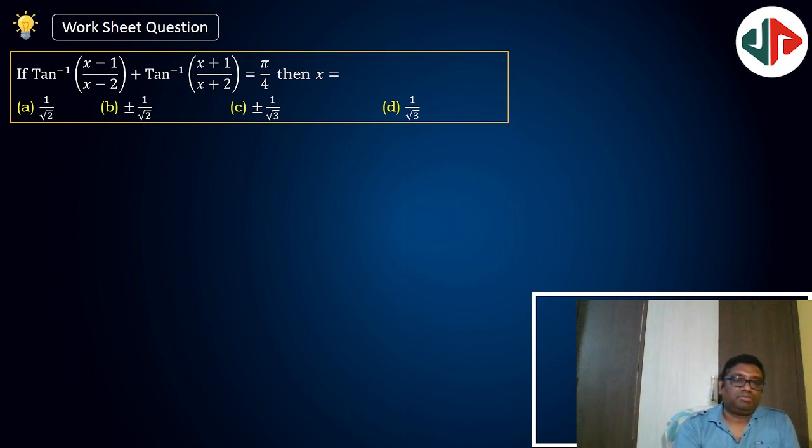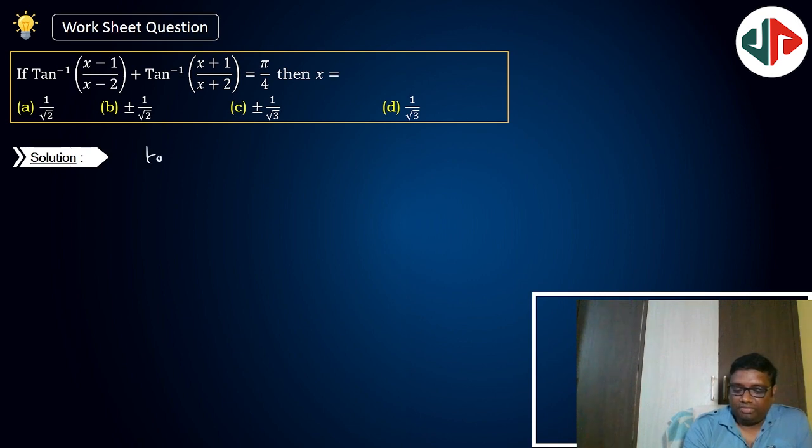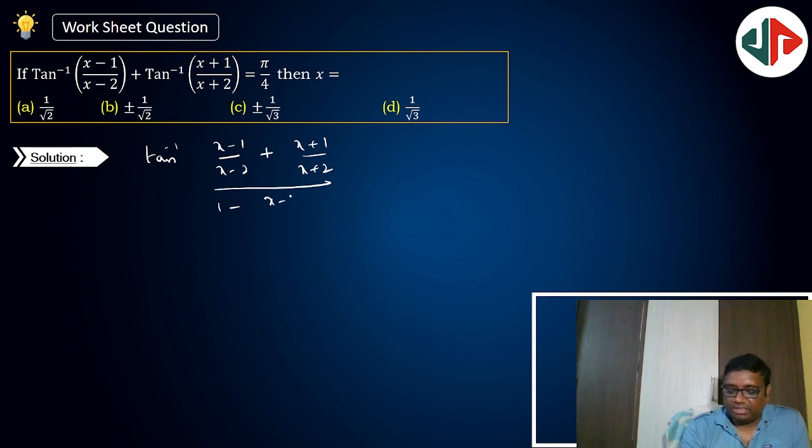Tan inverse of x minus 1 by x minus 2 plus tan inverse of x plus 1 by x plus 2 is always equal to pi by 4. Then what is the value of x? So directly by the formula, tan inverse of x minus 1 by x minus 2 plus x plus 1 by x plus 2, by 1 minus x minus 1 by x minus 2 into x plus 1 by x plus 2, is always equal to pi by 4. So definitely this value must be equal to 1 only.